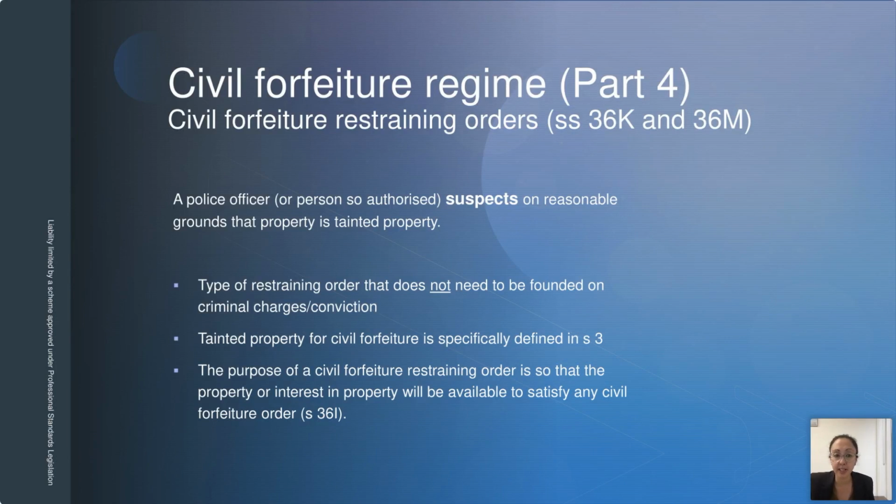And the purpose of a civil forfeiture restraining order is so that it will be available to satisfy any civil forfeiture order. This basically means that the DPP needs to take a further step in this proceeding for there to be forfeiture, as opposed to automatic forfeiture, where no further steps need to be taken, just the restraining order. If nothing happens and the person is convicted of a Schedule 2 offence, the property is gone within a certain amount of days.